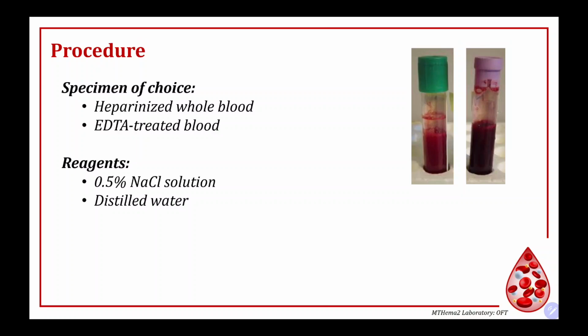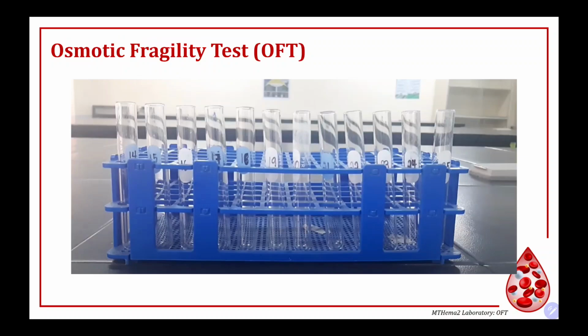Now, in the procedure, a standard volume, usually 5 milliliters of fresh whole blood, is mixed with sodium chloride solutions ranging in different concentrations. To achieve these ranging concentrations, a sodium chloride solution and distilled water are mixed in a set of 12 test tubes with corresponding labels. The labels of the tubes correspond to the amount of sodium chloride solution present in the tube.